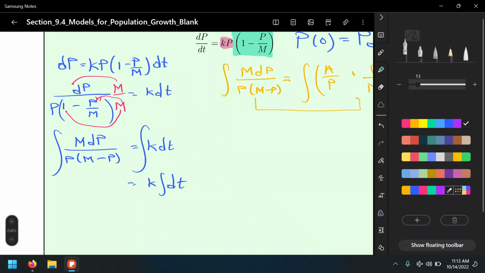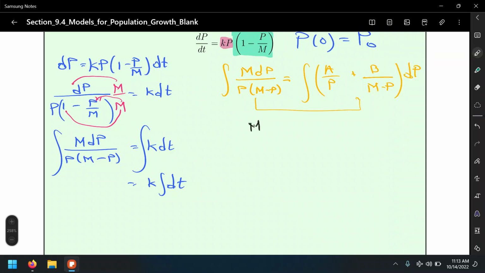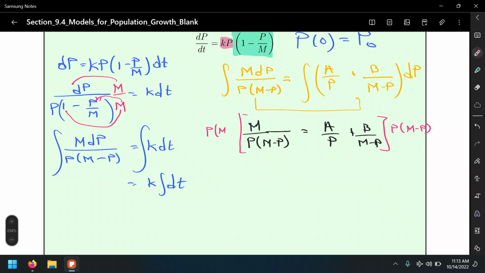Let me use a different color for that. So that's going to be m over p times m minus p equals a over p plus b over m minus p. Let's simplify this equation by multiplying both sides by the least common denominator, and that will be the product p times m minus p.